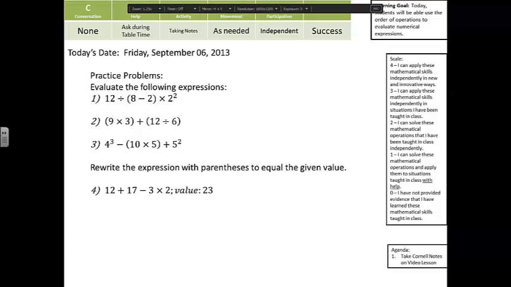Okay, so go ahead and pause the video. Work out these 4 practice problems. When you're done with the 4 practice problems, restart the video and check your answers and make sure that you're doing them correctly.